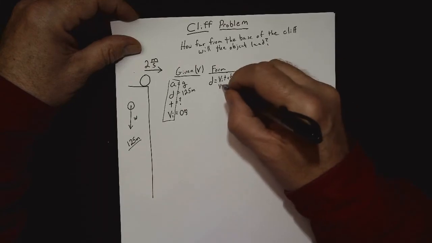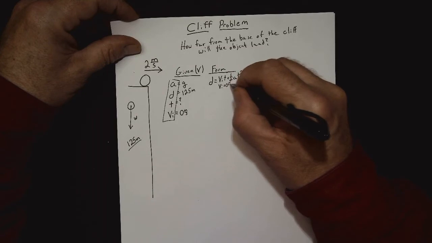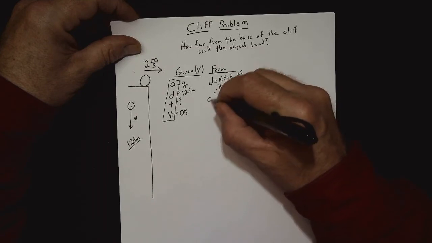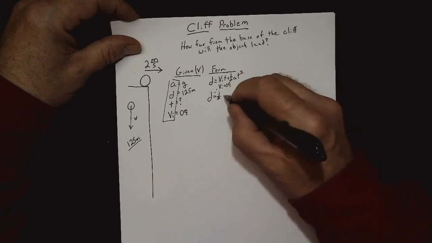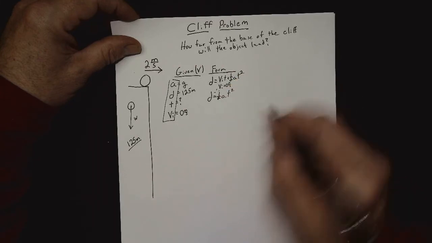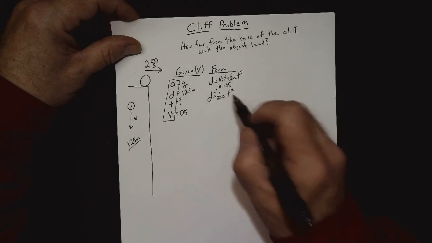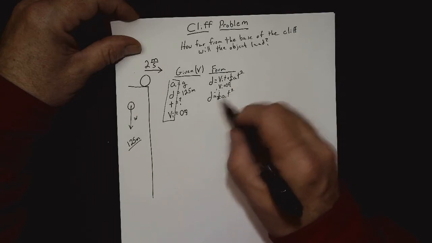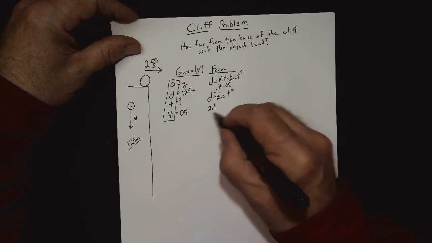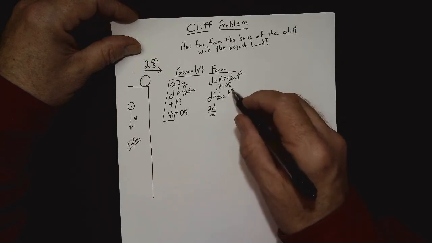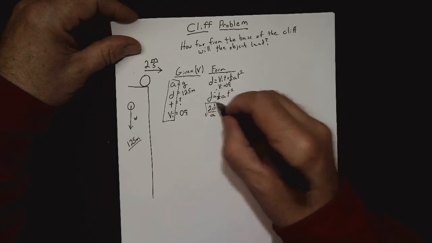Well, that v_i is 0 meters per second. Therefore, the formula becomes d equals 1/2 a t squared. We're solving this for t, so how do I get rid of all this other stuff? To get rid of the 1/2, we have 2d. To get rid of the a, we divide by a. To get rid of the t squared, we take the square root.